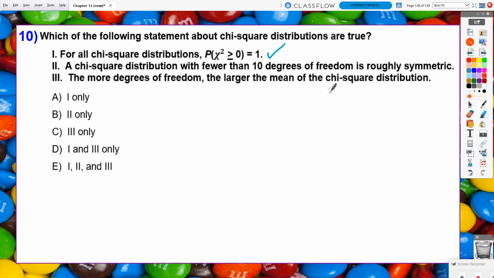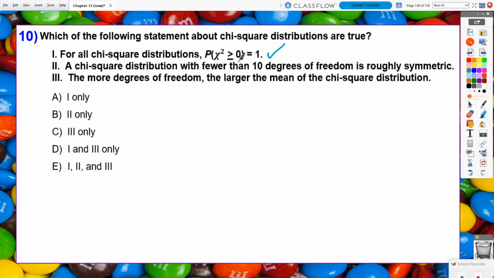Now 2, a chi-square distribution with fewer than 10 degrees of freedom is roughly symmetric. Now think of roughly symmetric kind of like approximately normal, essentially. It doesn't mean exactly normal, but it means that whatever you see happening on the left side of the distribution is going to be the same on the right side of the distribution. If you were to basically cut it right down the middle, it would be roughly symmetric.